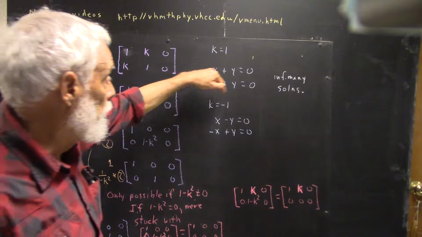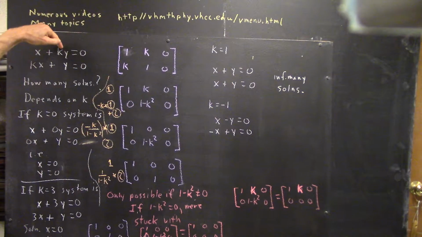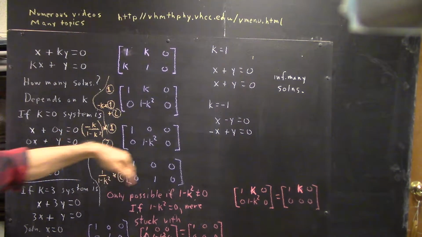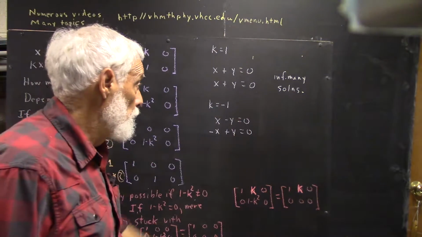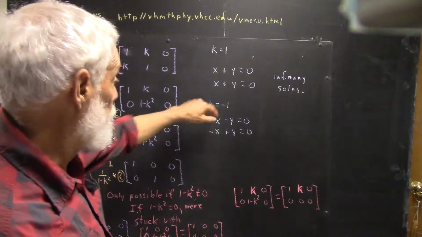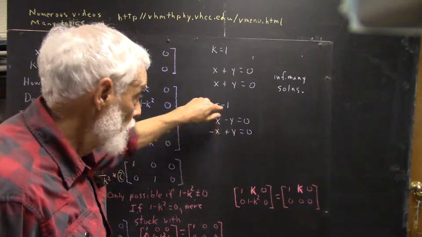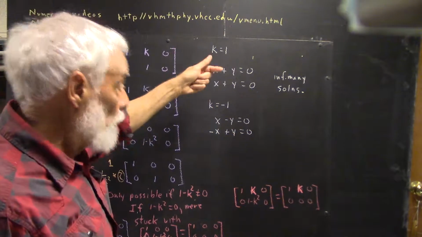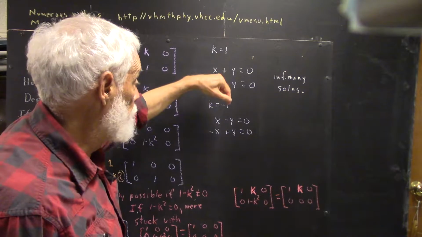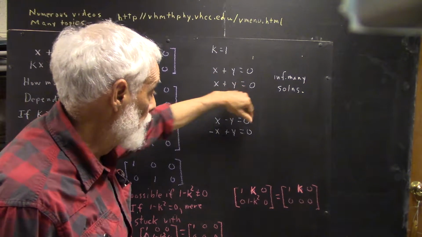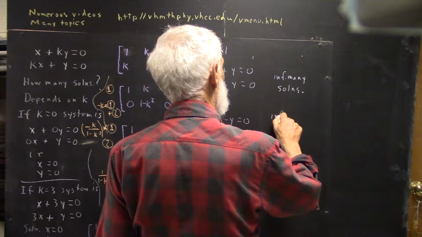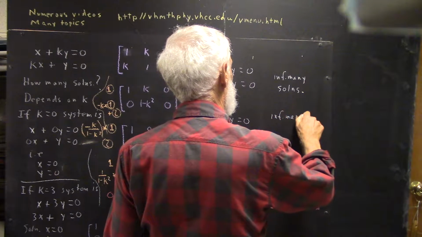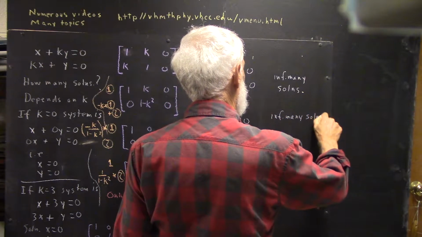Well, here if k equals negative 1, then we're going to have a negative y and a negative x. Negative y here, negative x here. And these are just multiples of the same equation. This equation is negative 1 times this equation. Again, they both have the same solution. If you solve each equation for y, you get y equals x. Here you get y equals x. So again, you have infinitely many solutions.